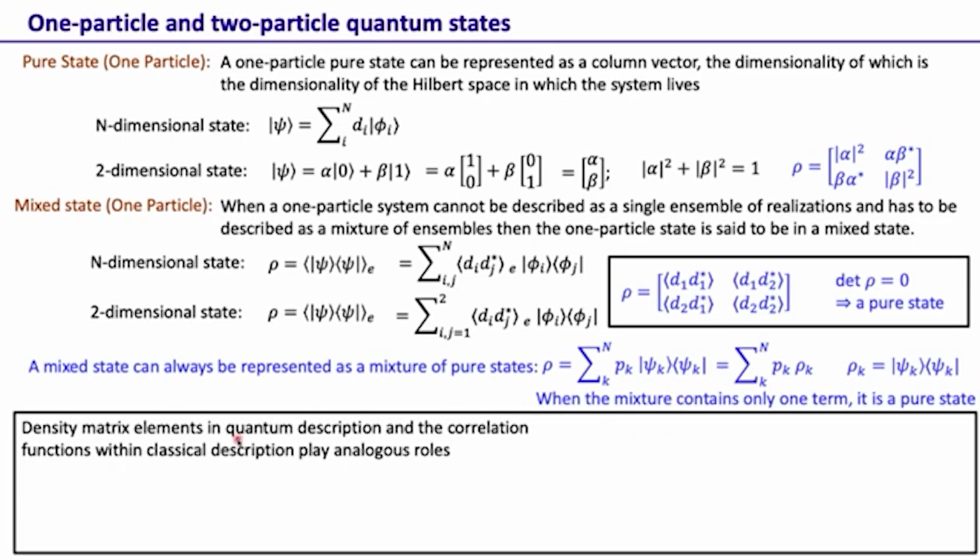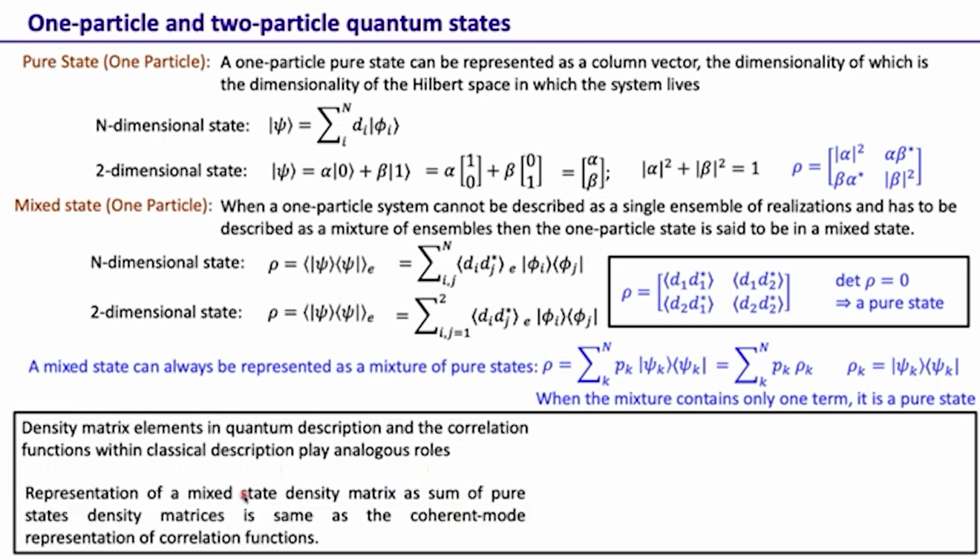At this point, I just want to remind you that what we are doing here is pretty similar to what we did while doing the classical coherence part. There we saw that the density matrix elements in the quantum description and the correlation function in the classical description play analogous roles, which we had discussed. Also, the representation of a mixed state density matrix as a sum of pure state density matrices is the same as the coherent mode representation of the correlation function. Earlier we had done this coherent mode representation of the correlation function, and what we are doing here for the density matrix is the same as the coherent mode representation we did for the correlation function.